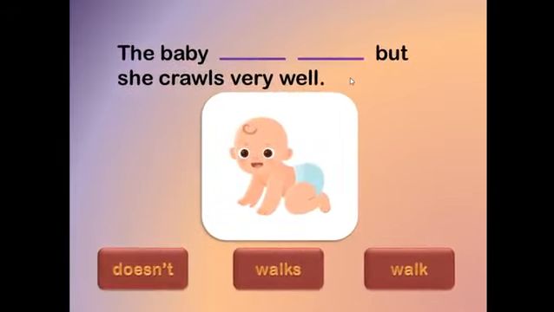Now the baby something, but she crawls very well, and I have the negative here. So the baby doesn't, okay, doesn't, but can I say doesn't walks? We said what? Even if my subject, the baby here, is a she, okay, even if my subject is she, he, or it, the verb after doesn't or do or don't or does stays as it is. So can I say the baby doesn't walks? No, the baby doesn't walk.